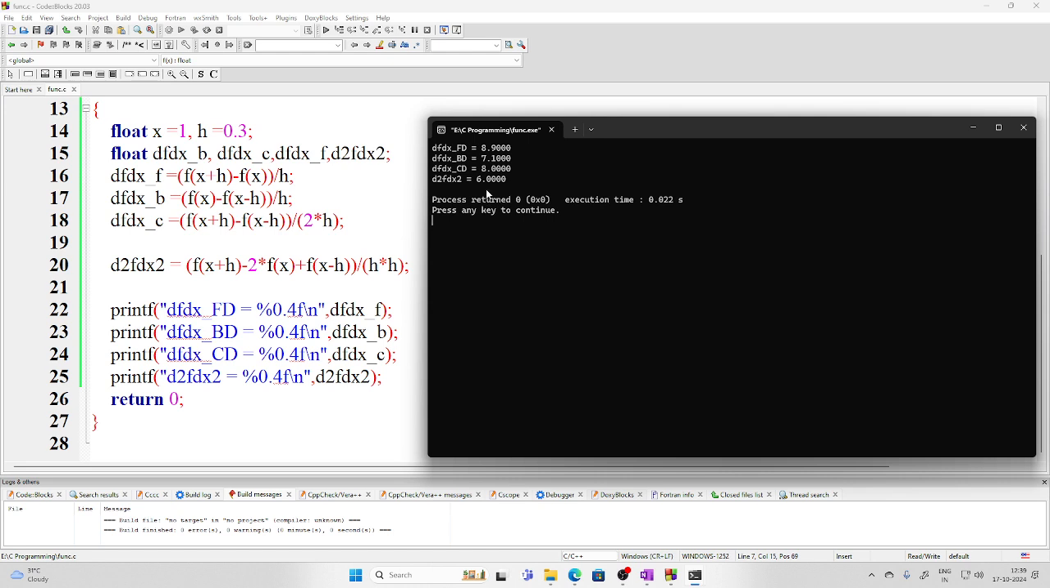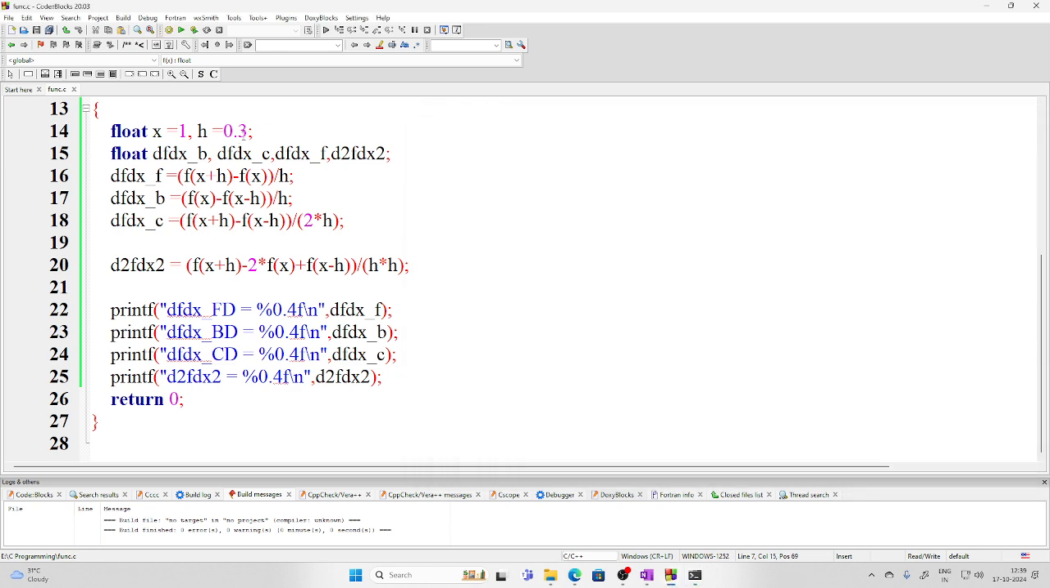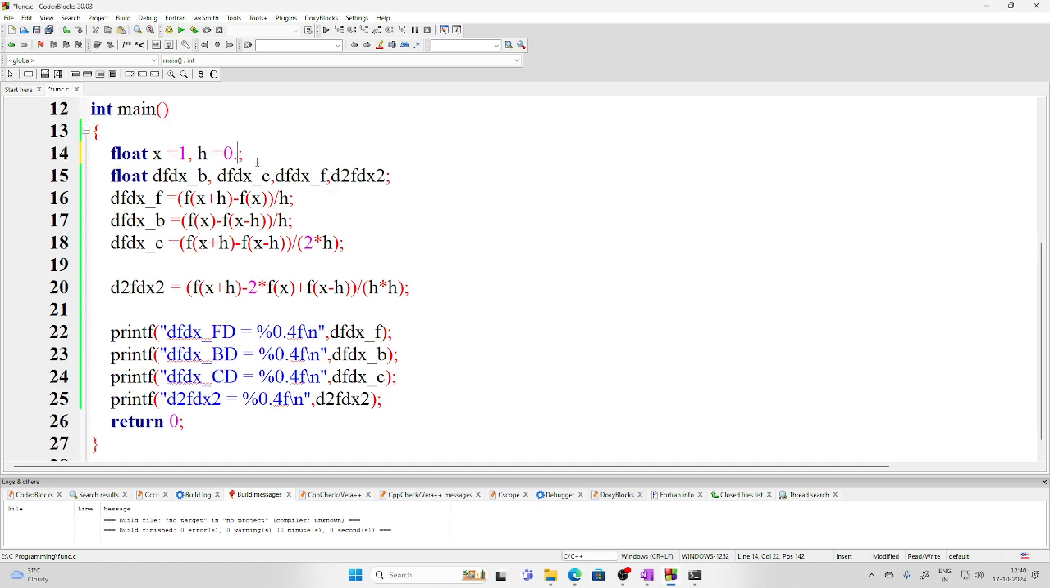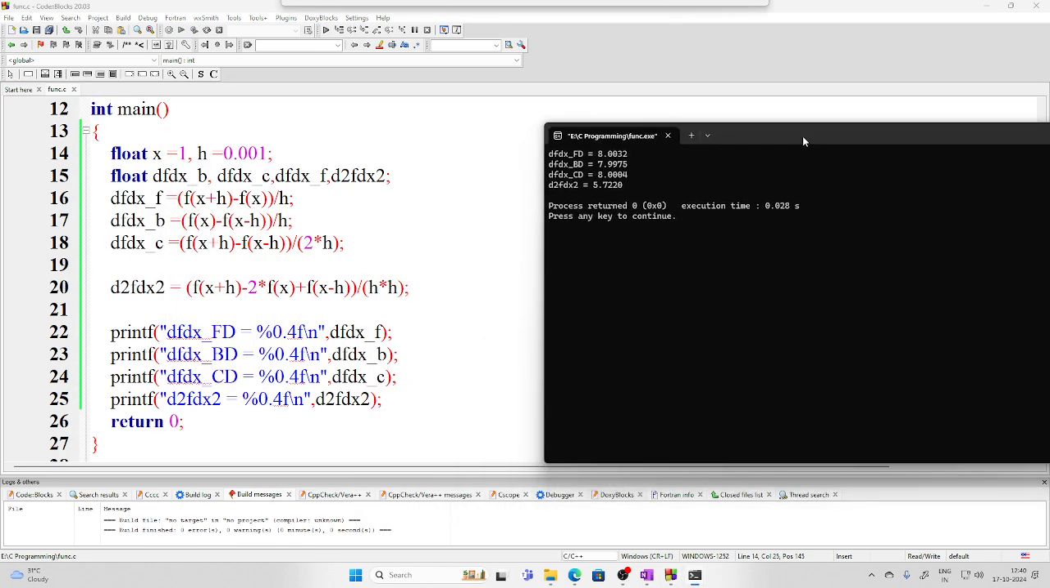Okay, so if you want to increase the accuracy of forward and backward difference, then what you have to do is reduce the spacing between data points. So if, instead of 0.3, I take 0.001, then all the values will come close to 8. So it is 8, it is 7.99, it is 8. Okay, and here there is a slight deviation because that is a constant value that is coming as a constant. So that's why there is a deviation.